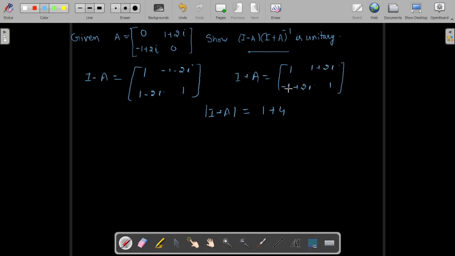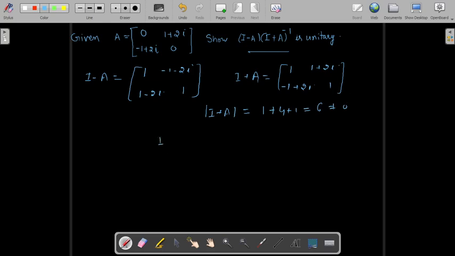And this is minus 1 square, so minus minus plus, so plus 1. That is equal to 6. Because this is not equal to 0, its inverse exists. Now how can I calculate the inverse?